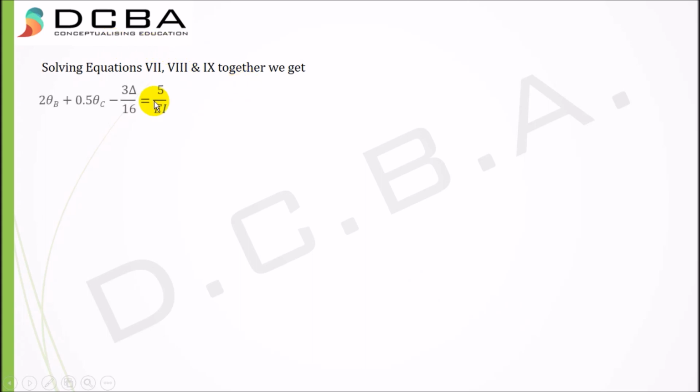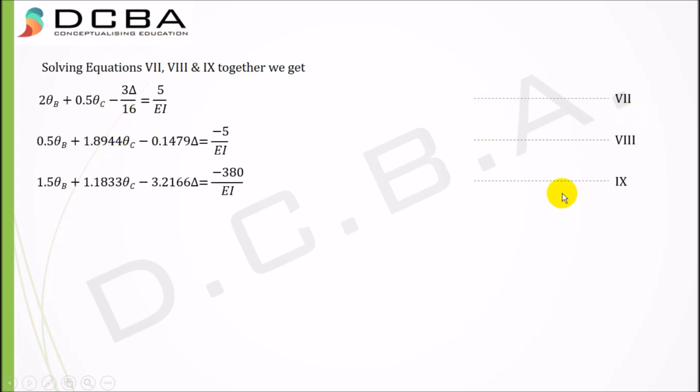Solving equations 7, 8, 9 together. First writing them down. These are the 7, 8, 9 equations, and we need to solve them together to find theta b, theta c and delta. Solving them, I get theta b equal to 13.3744 by EI radians, theta c equal to 3.6455 by EI radians, and delta equal to 125.7152 by EI meters.